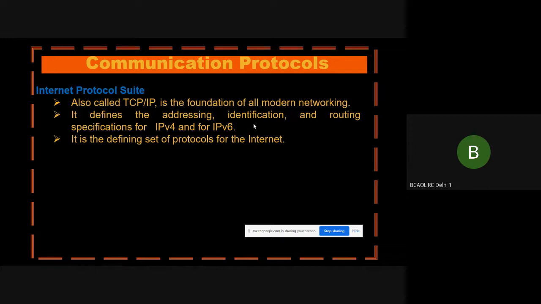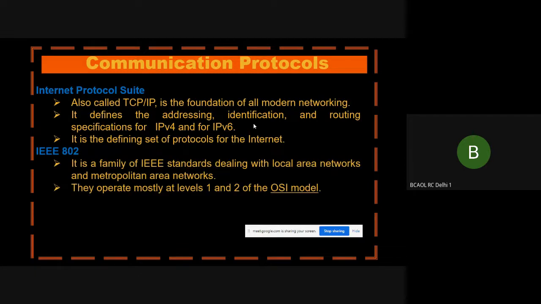Right? So version 4 was used earlier, and now the Internet Protocol addressing scheme has been increased, so that is IP version 6. IP version 4 was 32-bit, IP version 6 is 64-bit. You understand? Addressing has been increased because the number of computers has increased, so more IP addresses are required. That's why it is now IP version 6 from IP version 4. So it is the defining set of protocols for the internet. TCP/IP is the main foundation. That's the main protocol suite.